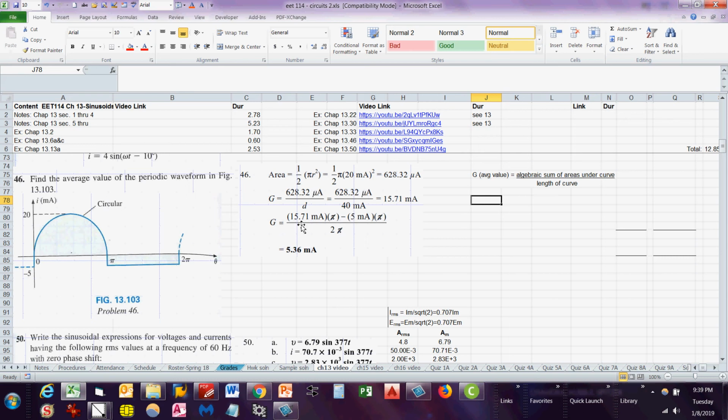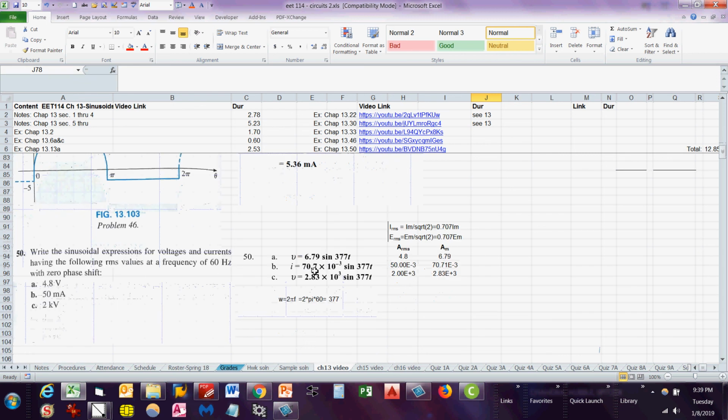So you take this G times pi, which is this length, and then take a -5, which is this value, times another pi, which is this length, and then divide it all by 2 pi, which is the total length, which gives you 5.36 milliamps.